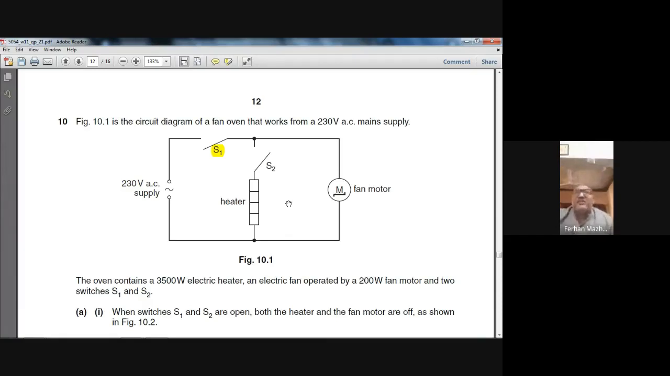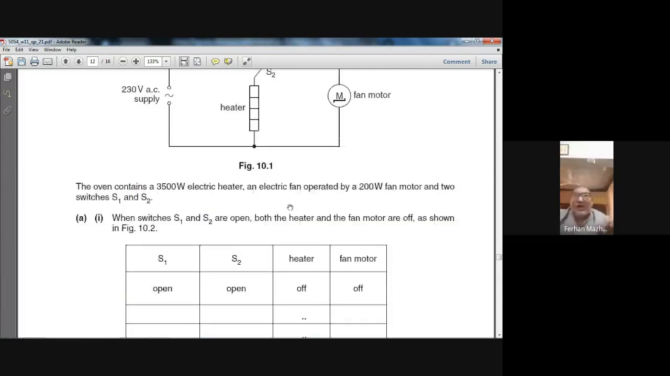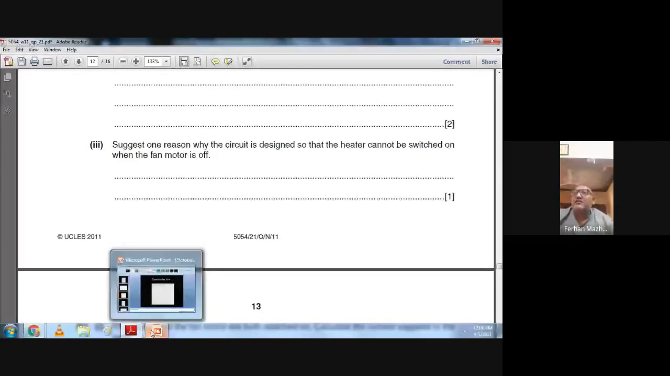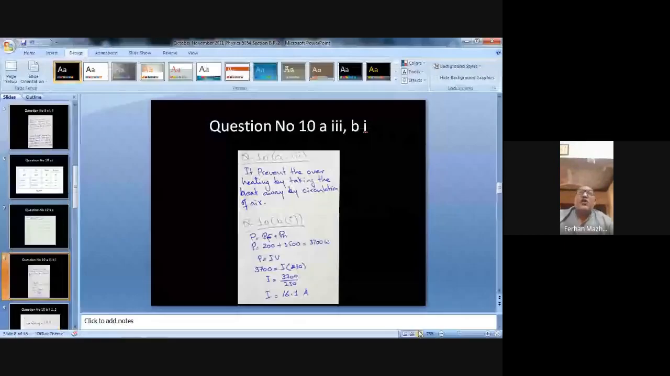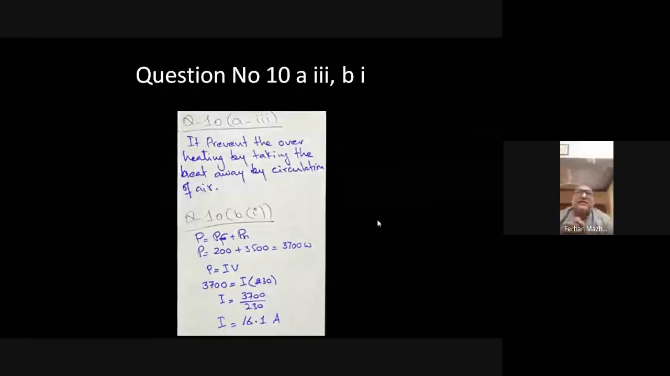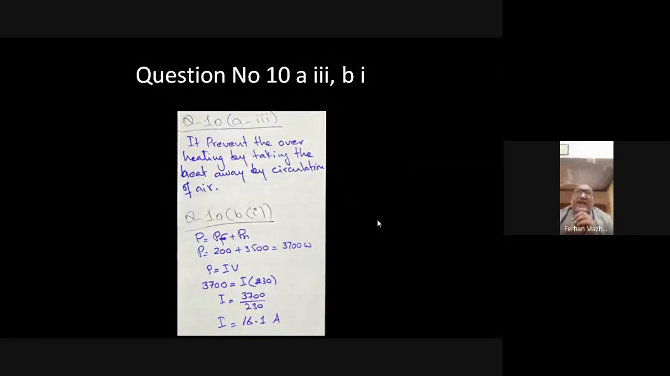I've written this answer. Let me read the question again. Just one reason why the circuit is designed so that the heater cannot be switched on when the fan motor is off. Let me show you my answer. Okay, on your screen it's not yet showing. Okay, now it's showing: it prevents overheating by taking the heat away by circulation of air.